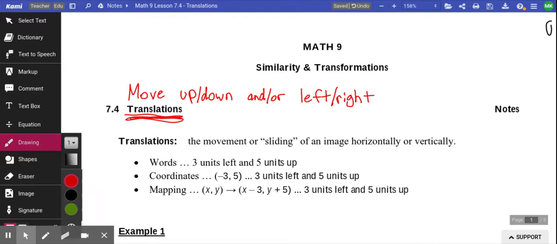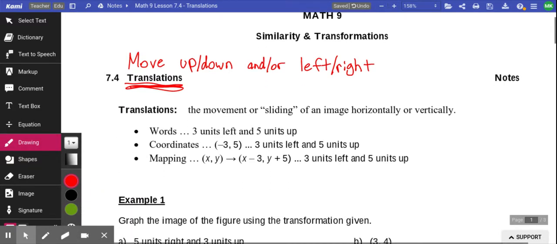We're going to do these translations by three different methods. First method is going to be words. That's probably the easiest one. They're going to give you a shape. They're going to tell you to move that thing 3 units left, 5 units up. They're just going to use words to describe the movement.